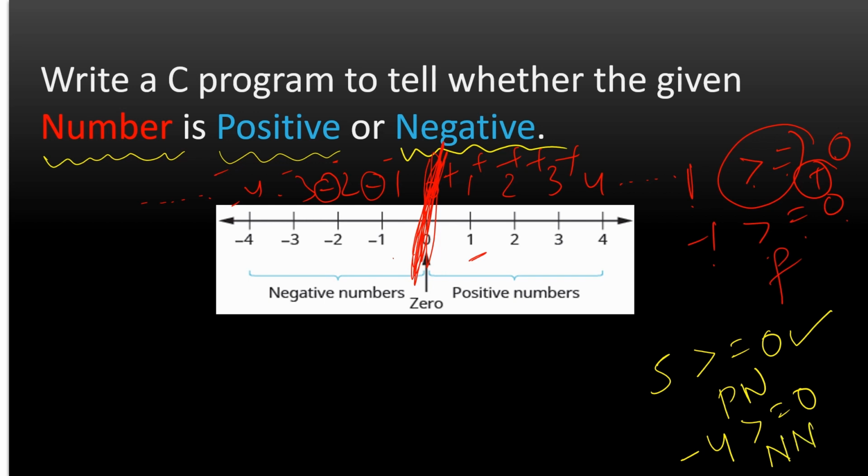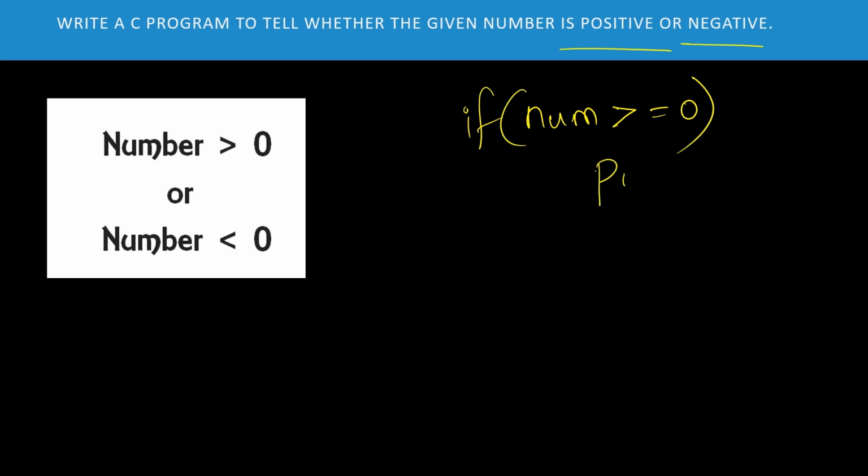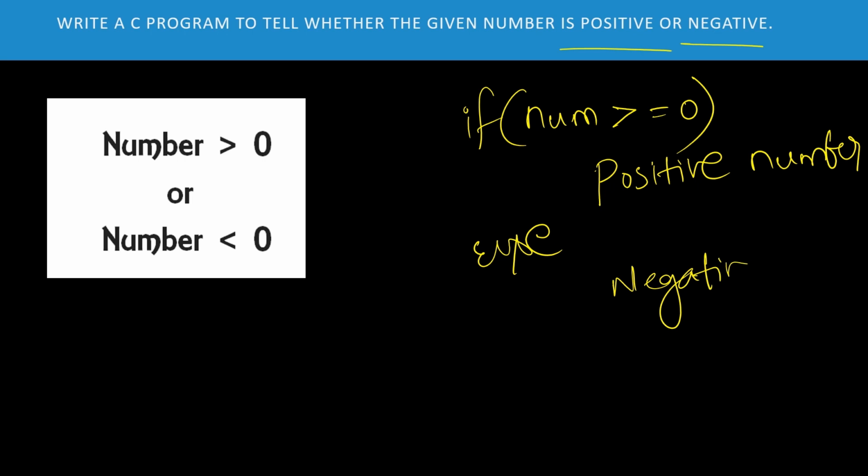Now, whatever we have done, let us discuss one more time. We need to tell whether the given number is positive or not. How will we tell the given number is positive? If the given number is greater than or equal to 0, then we will tell it is a positive number, right? Else it is a negative number, right? In this way, we will tell whether the given number is positive or negative. That's it. It is the logic.